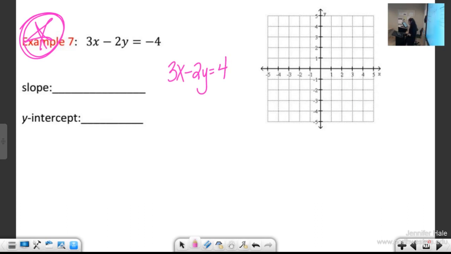So I got to make that happen. All right. What was the first thing we did on number 6? Move the x across. So that's going to be the first thing we do here. So what happens to this positive 3x when you move it across? Negative. And it stays a plus 4.